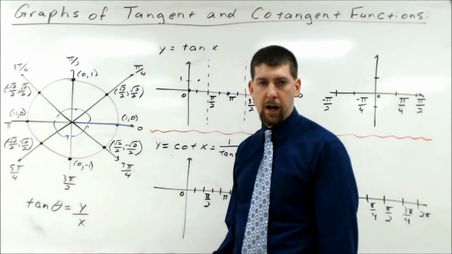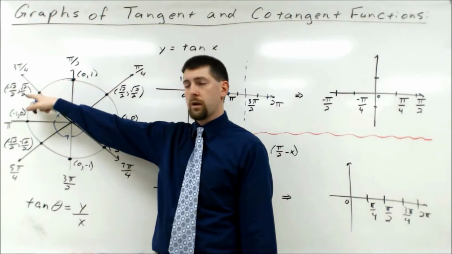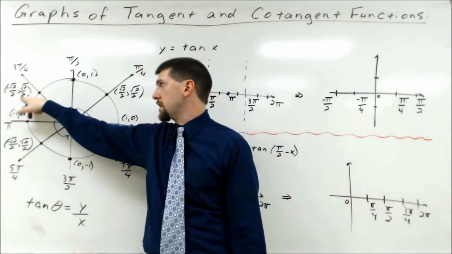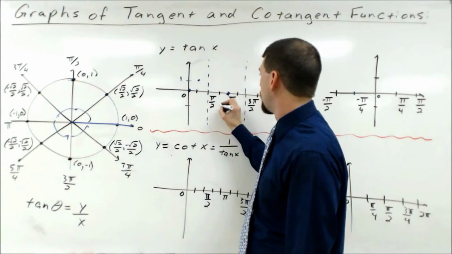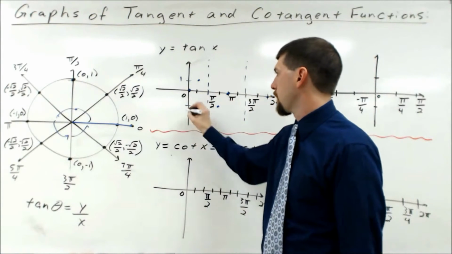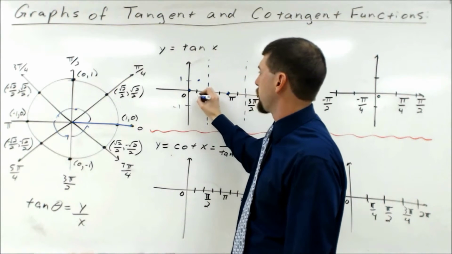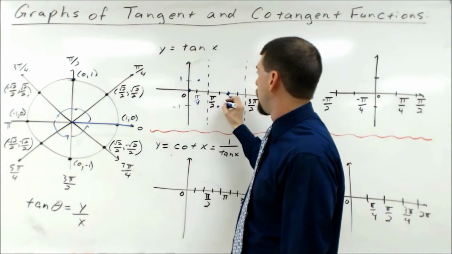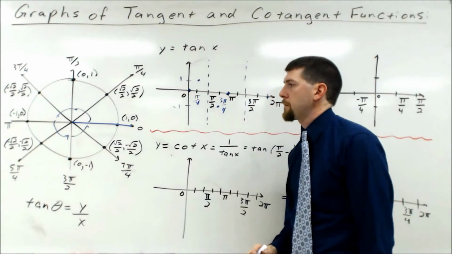Rotate around to 3 pi over 4, negative square root of 2 over 2, and square root of 2 over 2. So y over x is going to give me a negative 1. Okay. So we're at negative 1 for 3 pi over 4. So I've got pi over 4 and 3 pi over 4. So we're just filling in all these other gaps on the graph.